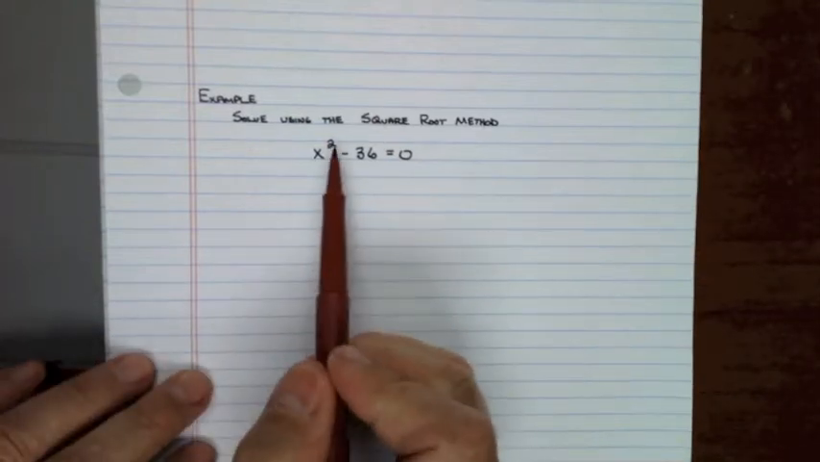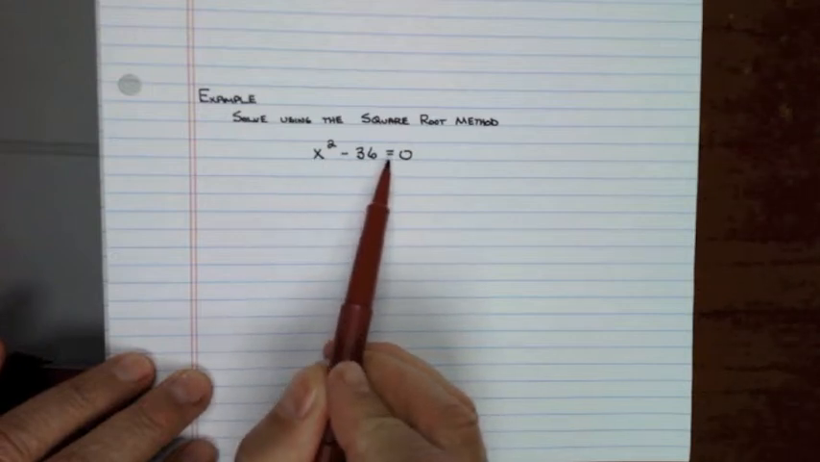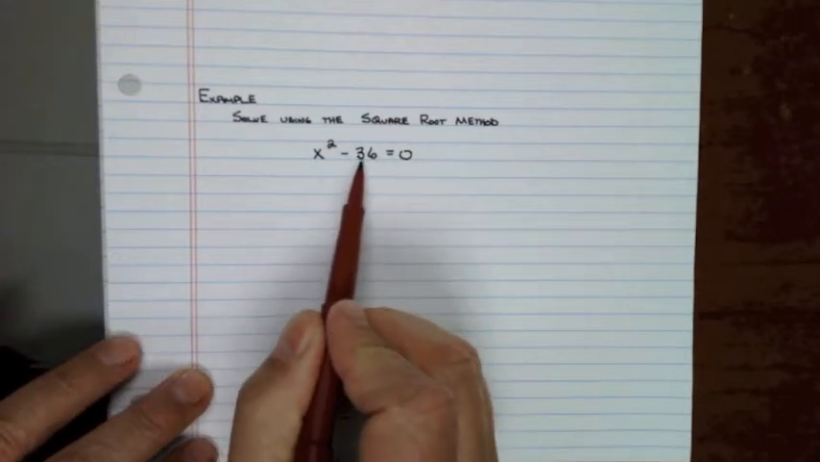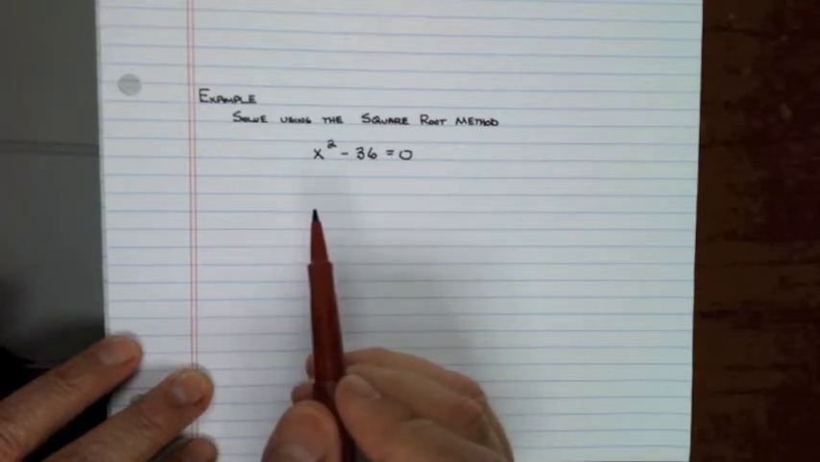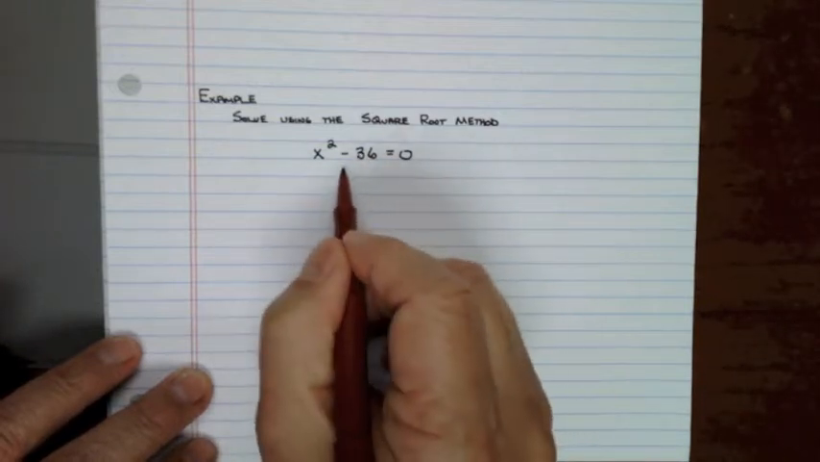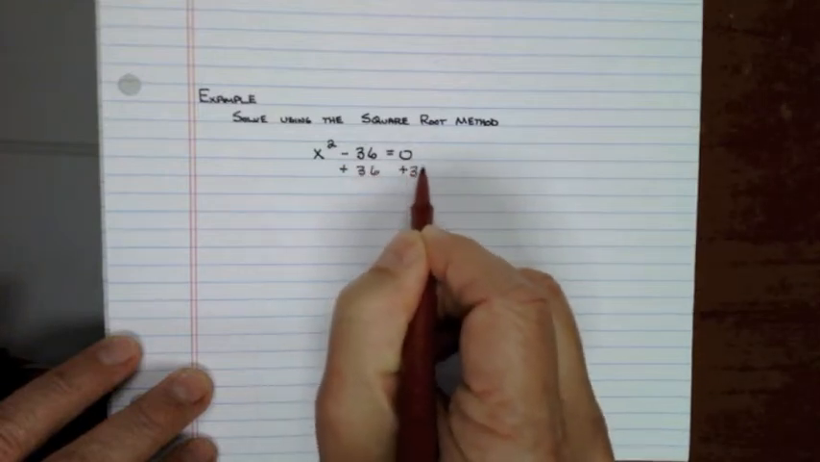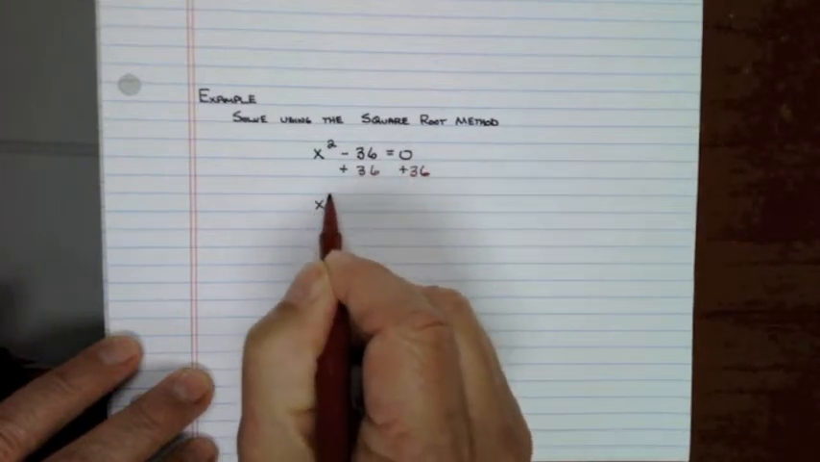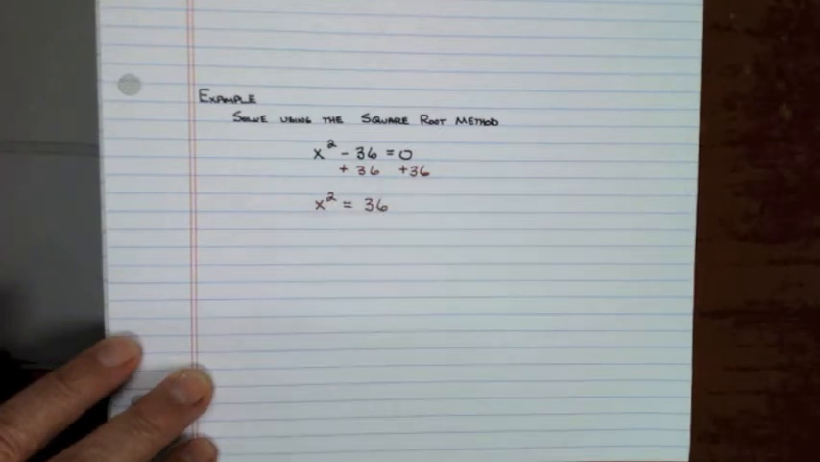We're going to solve this one using the square root method. Unlike the other one, the x squared is not isolated. That's the only thing that should be on this side of the equal sign. That means I need to get rid of this -36. I'm going to use my normal rules for solving an equation, and that means do the opposite to both sides. And I'm going to get x squared is equal to 36.